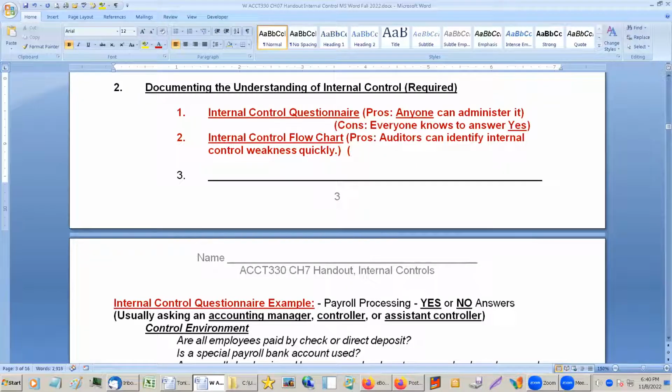Con: no one else understands them. So the pros, auditors can identify internal control weaknesses quickly, but once you get used to using them, they are very quick. The cons, no one else can understand them.